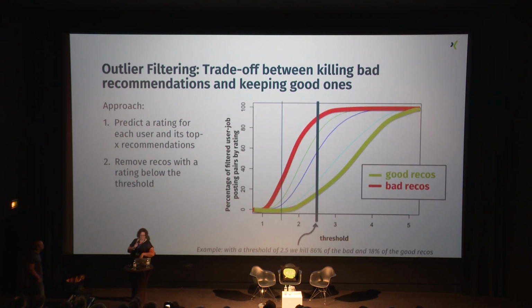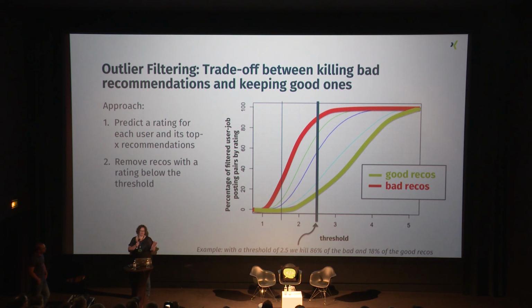And I have a diagram for this. The only thing that you really need to understand here is that the green line are the good recommendations, the red line are the bad recommendations. This is an analysis that we did on a test set, and we found that if we kick out all recommendations for which we predict a rating that is below 2.5 on a scale from 1 to 5, we really can kill 86% of the bad recommendations and only kill 18% of the good recommendations, which is, as I said, a trade-off.